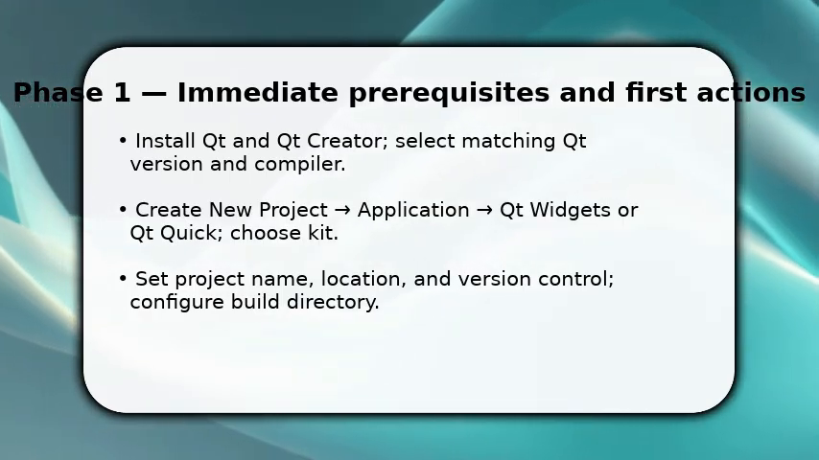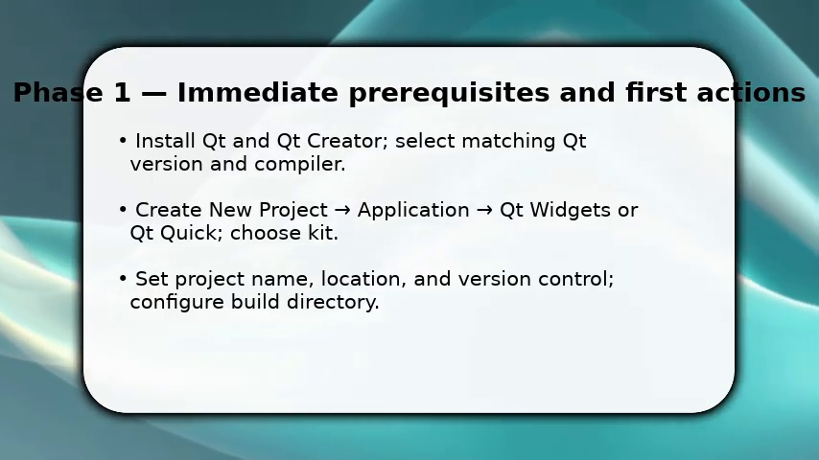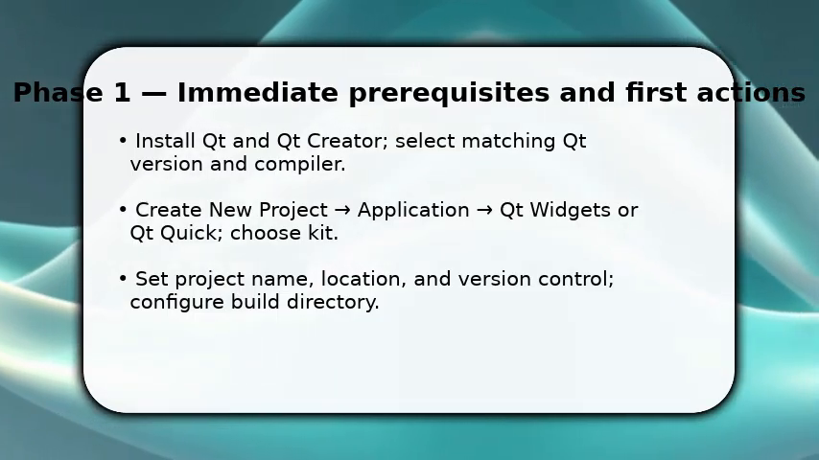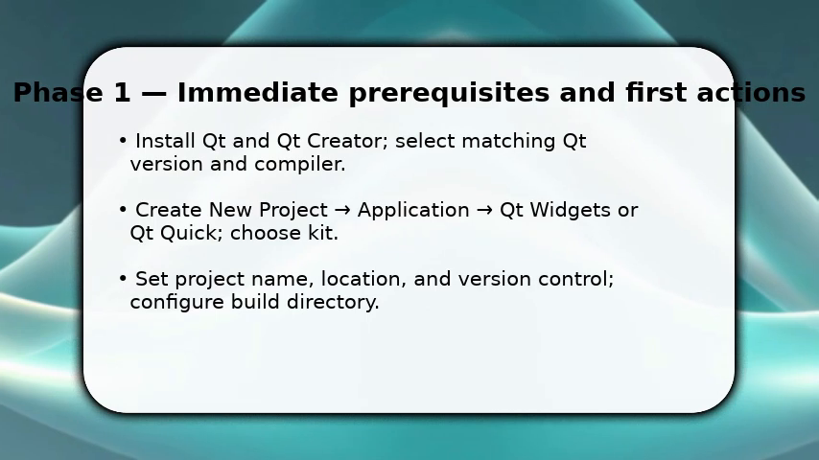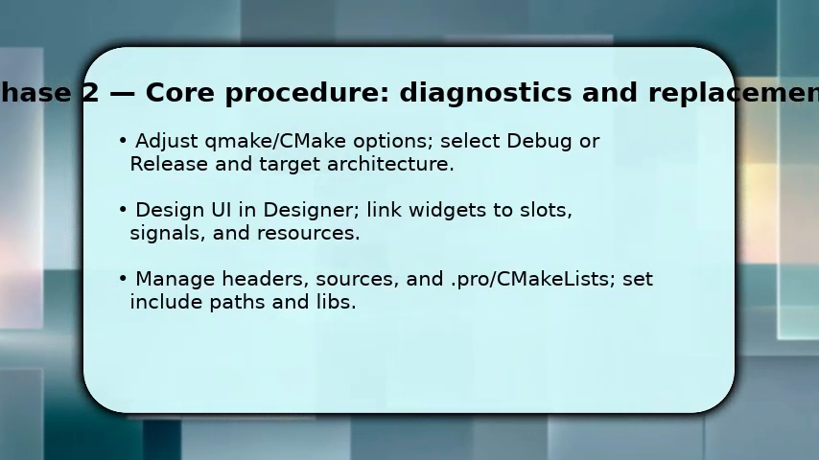Set the project name, location, and enable version control if desired. This keeps history safe. Make sure the build directory is separate from source. Now build the initial project to verify the toolchain and kit are correct. Once the skeleton builds, focus on configuration.